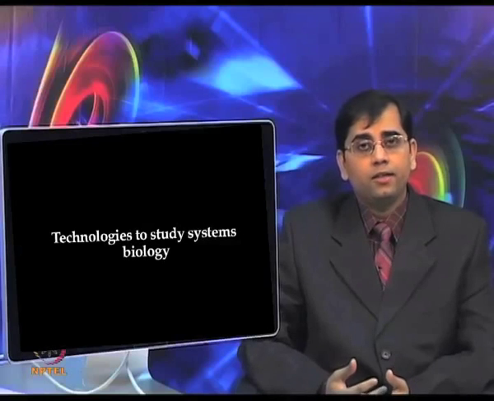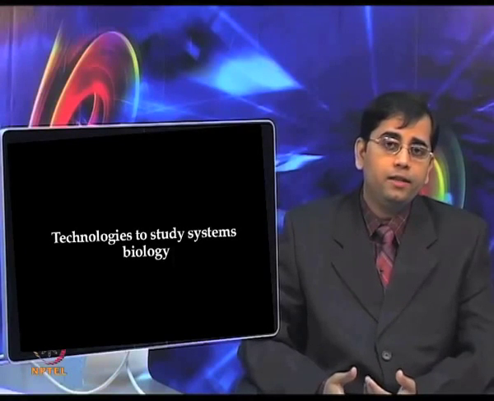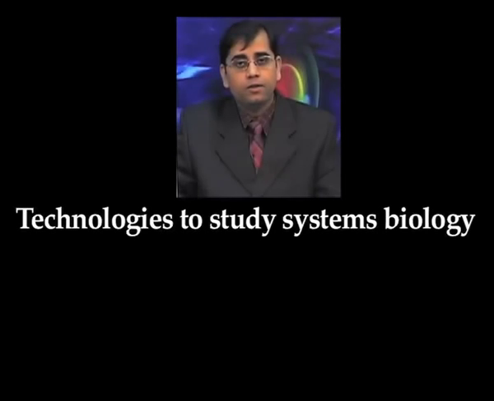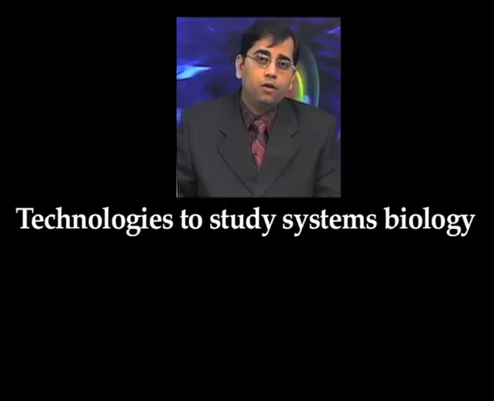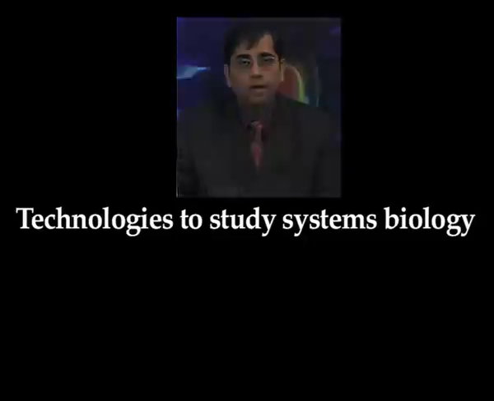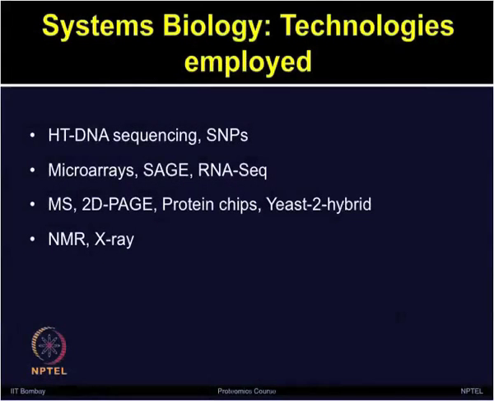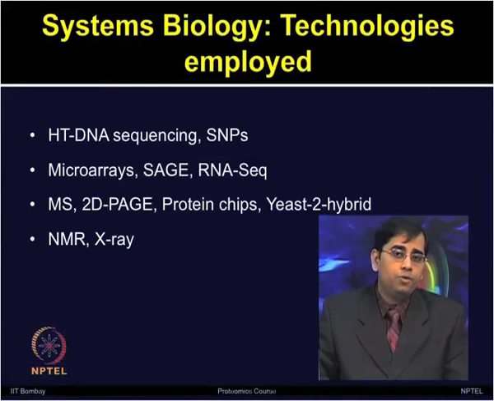So, the different technologies which have been employed to study systems biology. Obviously, you need high throughput data sets which could be derived from microarray platforms, RNA deep sequencing, different configurations of mass spectrometry, different types of structural proteomic tools and protein interaction data sets. Some of the technologies which are commonly employed in systems biology can be classified broadly under the following techniques.